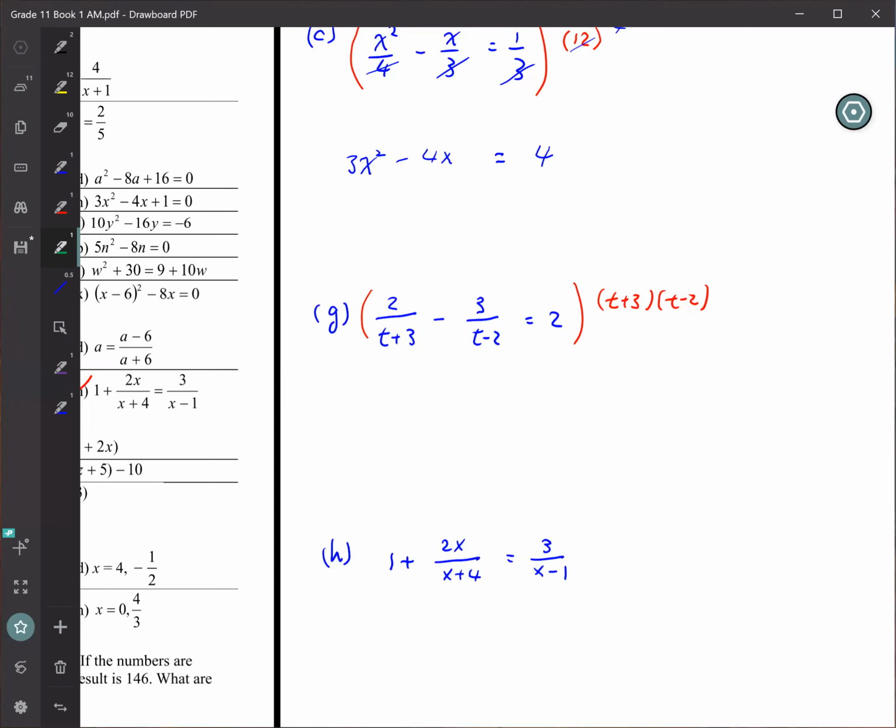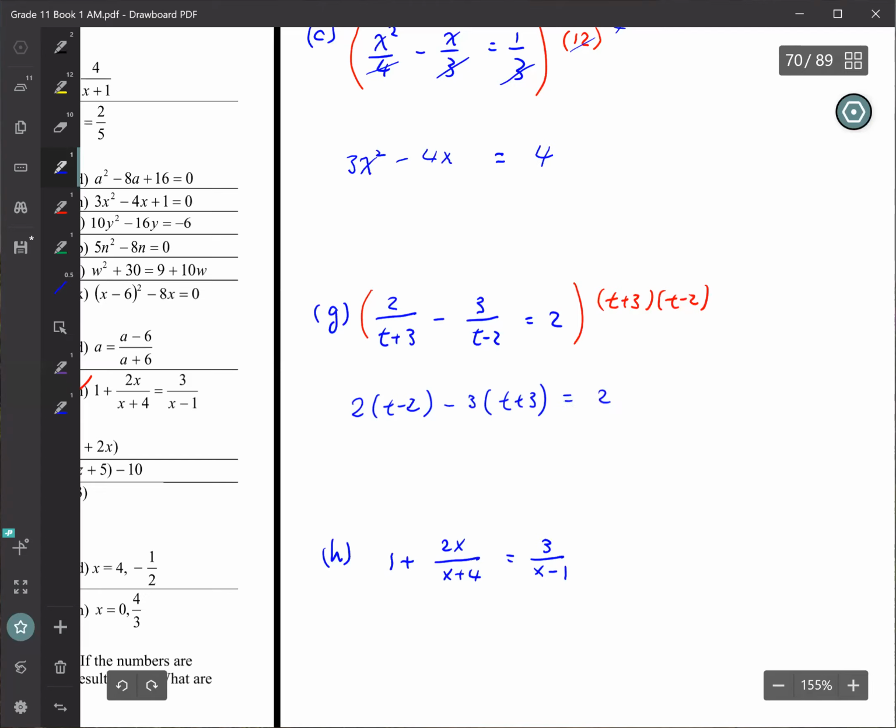Okay, please raise your hand if you got an expression. Do not expand, okay? We don't have time right now to do that. Just show me the first step. All right, so Aaron, can you tell us what it looks like? 2 multiplied by t subtract 2, subtract 3 multiplied by t plus 3, and it should equal to 2 multiplied by t plus 3 and t subtract 2. Yep, very good.